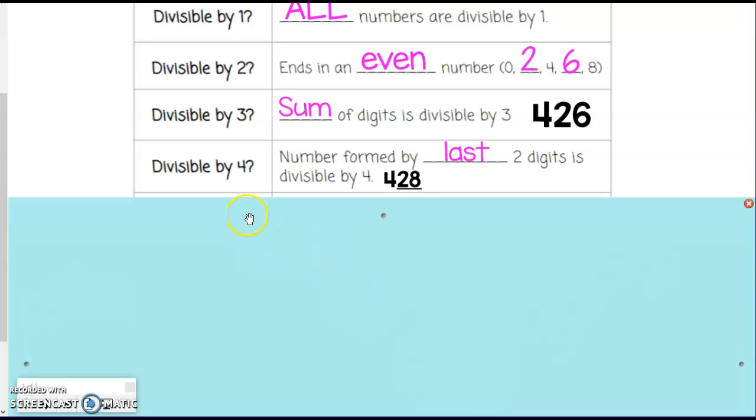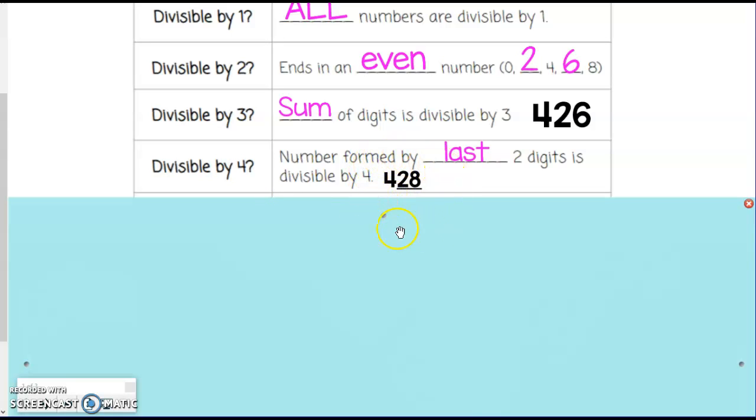So the way you can tell if a number is divisible by 4 is if you look at the number formed by the last 2 digits. If that's divisible by 4, then the original number is divisible by 4. So no matter how big the number is, if you look at the last 2 digits of that number, so in this case, I have 428. If I look at 28, those last 2 digits, not adding them or anything, just look at how it creates 28. Well, I know 28 is divisible by 4 because 4 times 7 gives you 28.